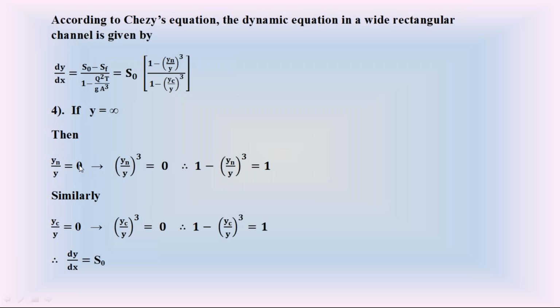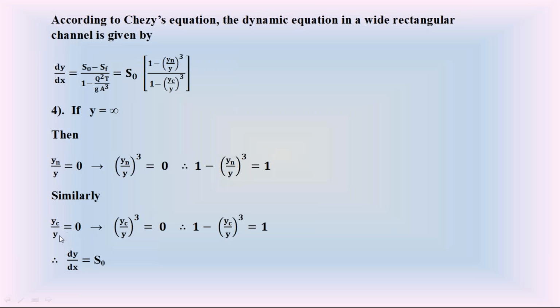So here please don't confuse. Something by 0 is infinity. So in the third case, y is 0, and yn by y is infinity, because something by 0 is infinity. But here y is infinity. In the fourth condition, when y is equal to infinity, yn by y is 0. Something by infinity is 0. So yn by y whole cube is also 0. So 1 minus yn by y cube is equal to 1, because this is 0.